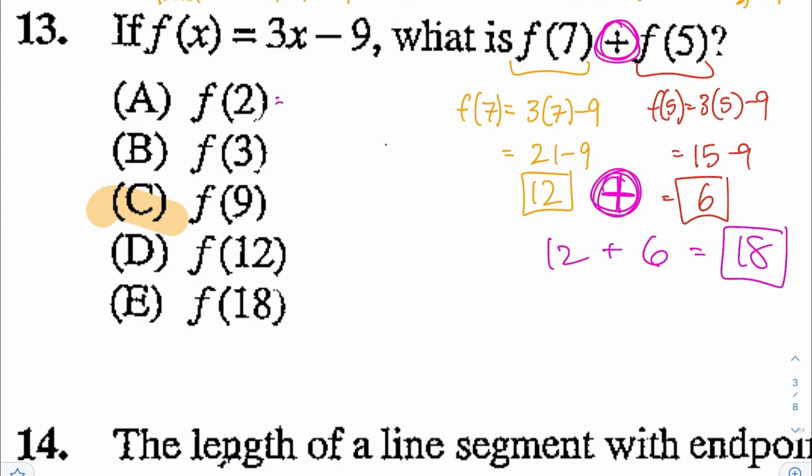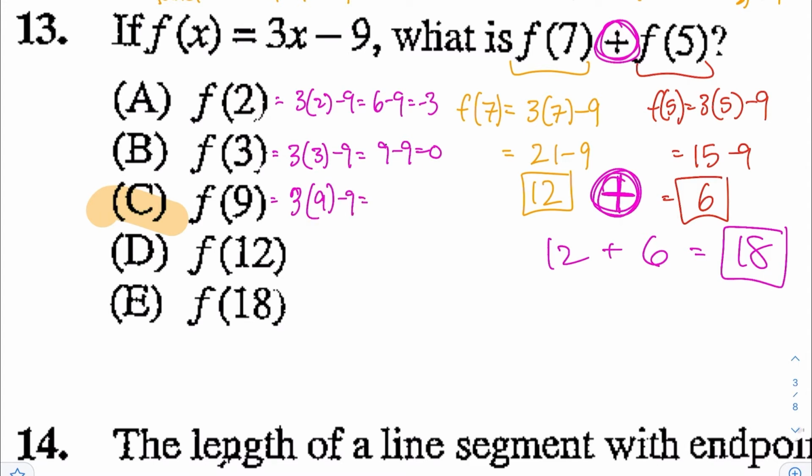So you have to do 3 times 2 minus 9, which is 6 minus 9. That's equal to negative 3, so that's wrong. The next one is 3 times 3 minus 9, which is 9 minus 9, that's 0. For choice C, it's 3 times 9 minus 9, which is 27 minus 9, which is equal to 18, and that's what we're looking for. So the answer has to be C. You essentially have to go through all the choices and substitute in, because each of the choices are also inputs to the function.